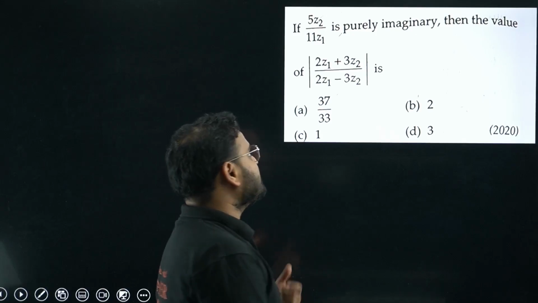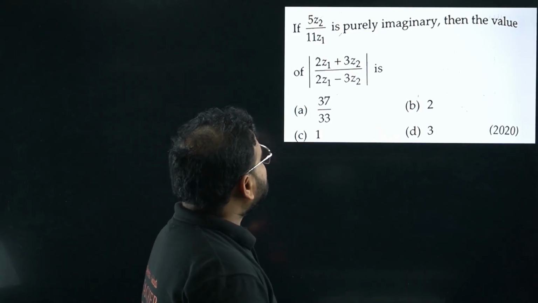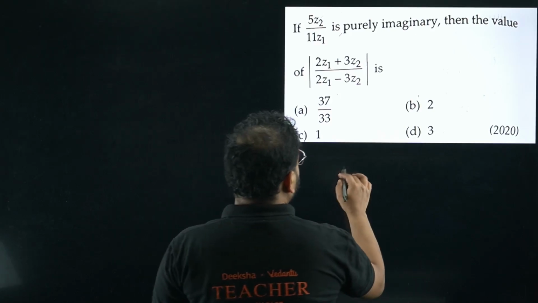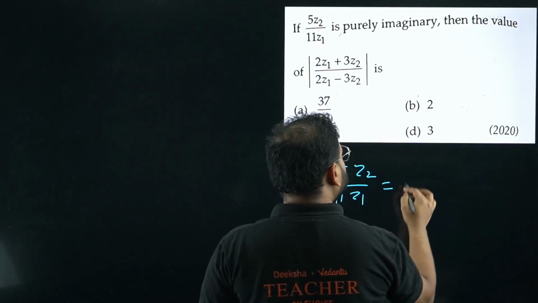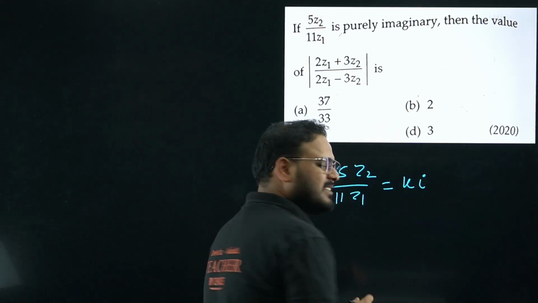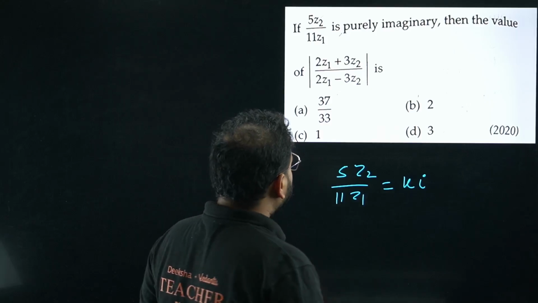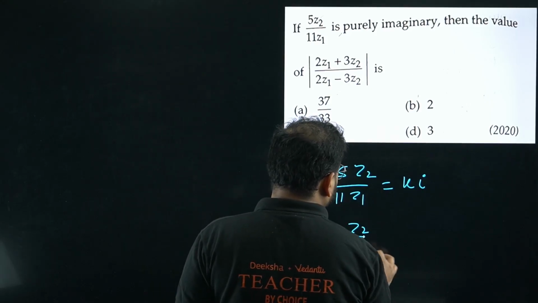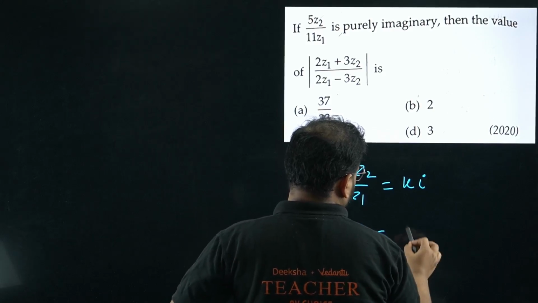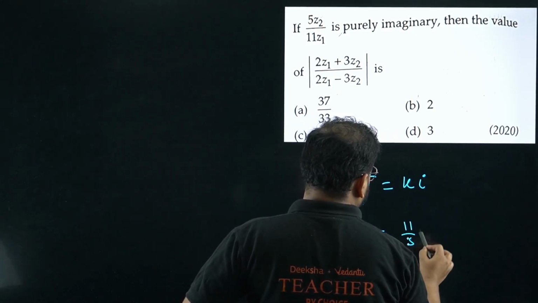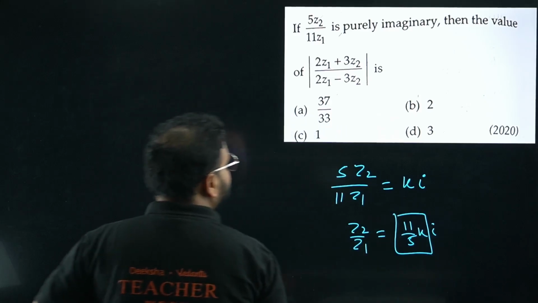5z2 upon 11z1. Of course, we have z1, z2 as complex numbers. They are saying that it's purely imaginary. Okay, 5z2 upon 11z1 equals purely, means I can write this as ki, let's say some imaginary number. There is no real part of this complex number. So I can write from here, please check, z2 by z1 equals 11 by 5 ki. So the imaginary part is going to be 11 by 5k.